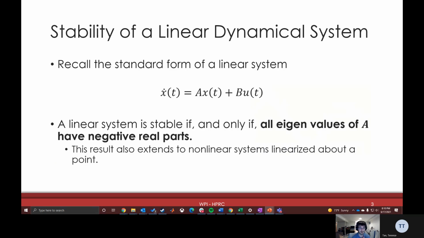One thing that is useful is that when we have a linear dynamical system, we can actually tell mathematically whether or not it is stable. Specifically, if you look at the A matrix, if and only if all the eigenvalues of the A matrix have negative real parts, then you can guarantee that your system is stable. This also extends to nonlinear systems that are linearized about a point.